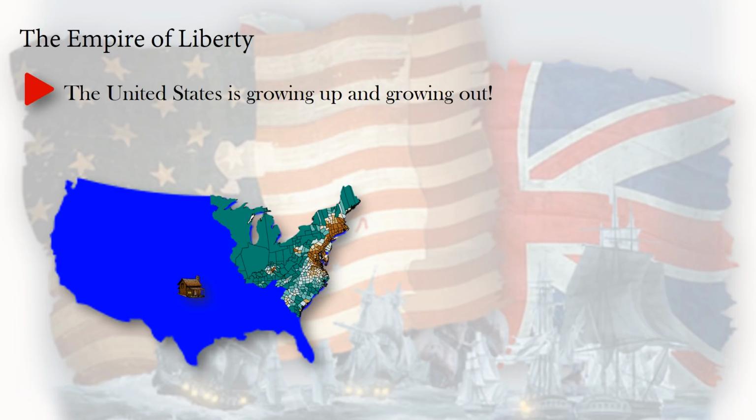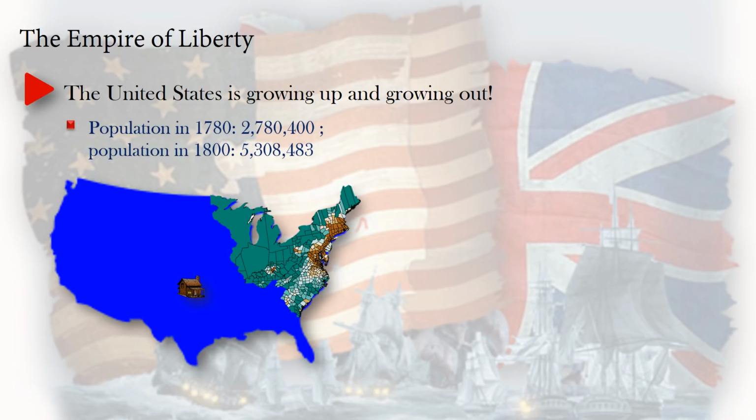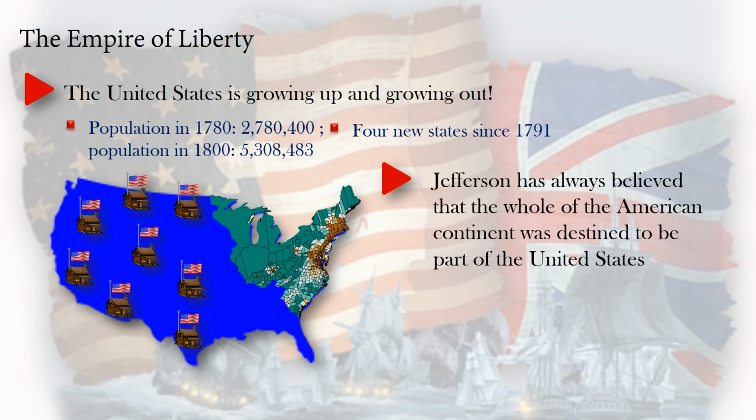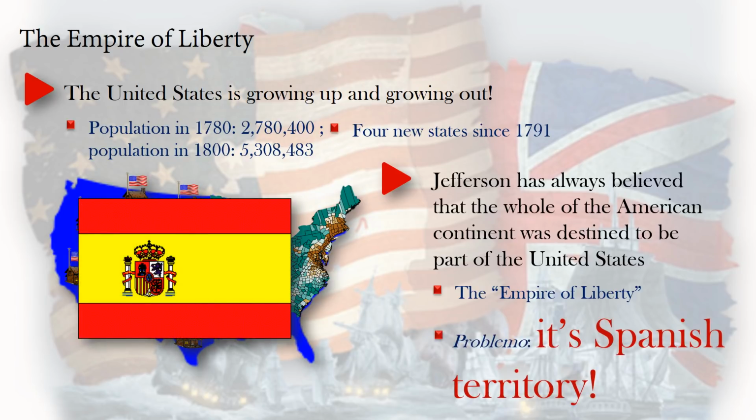Well, the United States continues to grow up and to grow out as pioneers move westward. The population in 1780 is just 2,780,400. By 1800, we have blossomed to 5,308,483. Now, 4 new states have gone up since 1791. Jefferson has always believed that the whole of the American continent was destined to be part of the United States. This he calls his Empire of Liberty. The problem is that this is still Spanish territory.